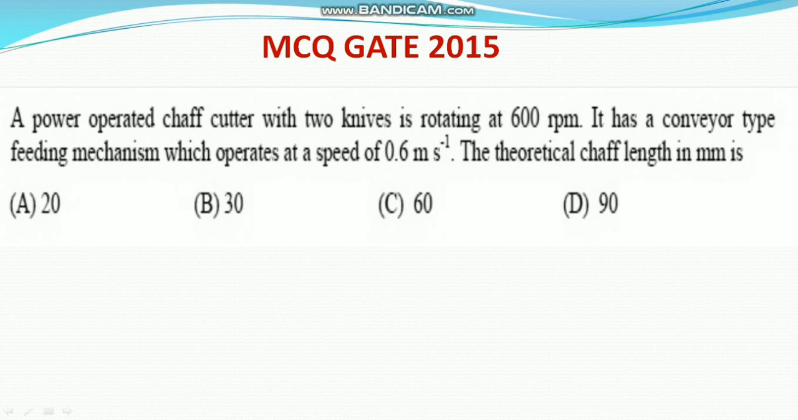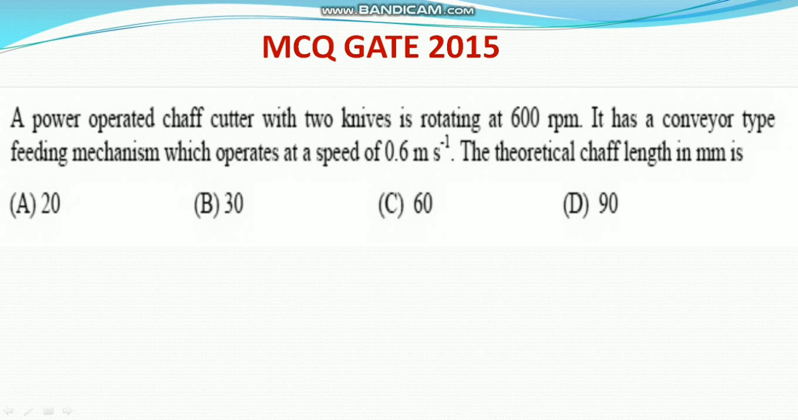The first question from Farm Machinery and Power in the short question category, that is 1 mark or 2 marks. A power operated chaff cutter with two knives is rotating at 600 rpm. It has a conveyor type feeding mechanism which operates at a speed of 0.6 meter per second. The theoretical chaff length in millimeter is 20 millimeter, 30 millimeter, 60 millimeter, 90 millimeter.